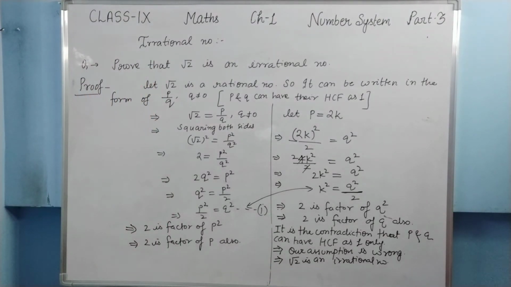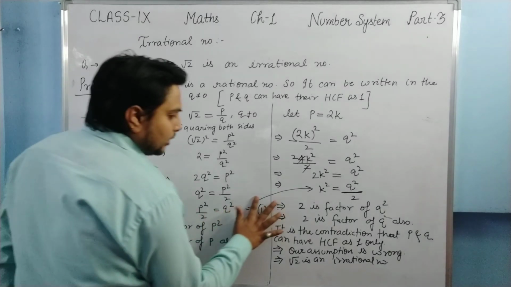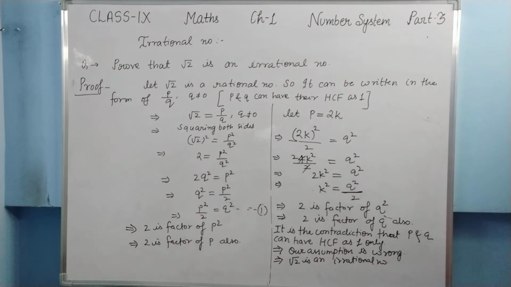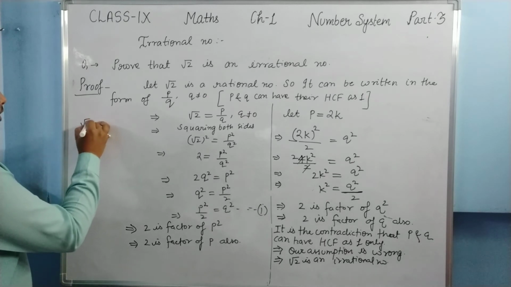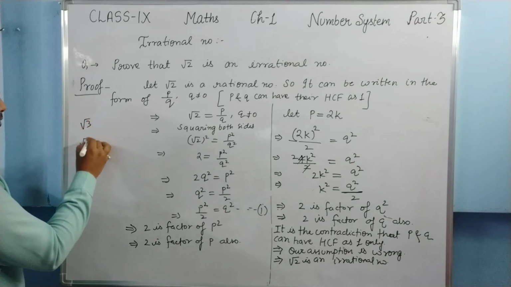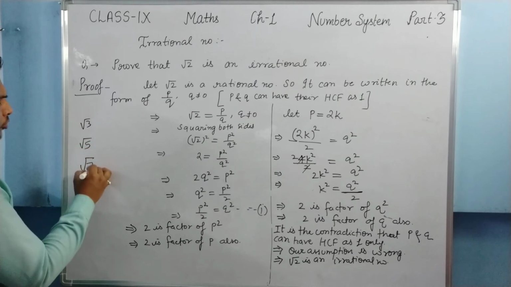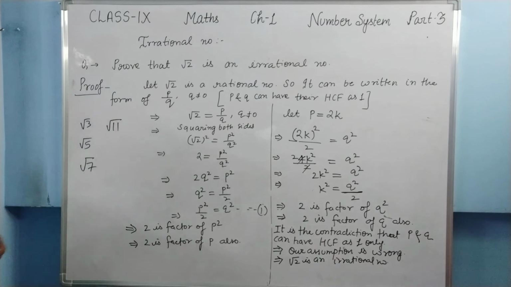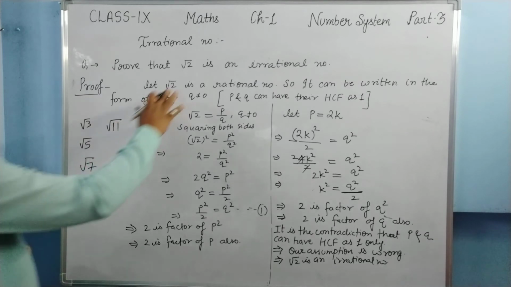Now this was the explanation part. Now students, if you understand this method properly, then suppose you have to show under root 3 as an irrational number, under root 5 as an irrational number, under root 7 as an irrational number, or under root 11 as an irrational number. Whatever number is there, you can do it by this method easily. Suppose I have changed this question.